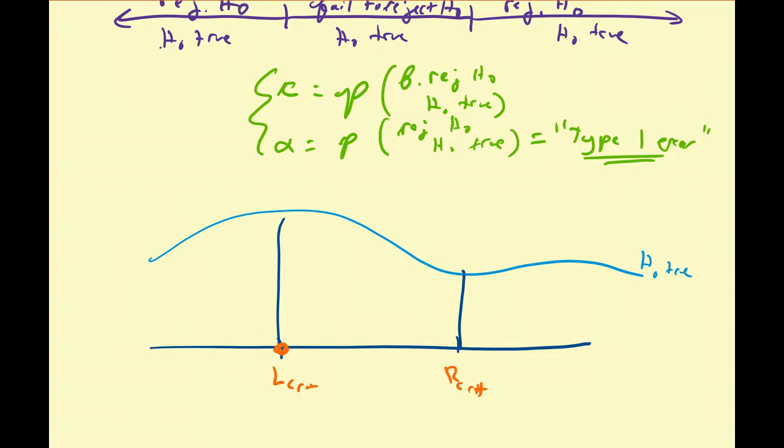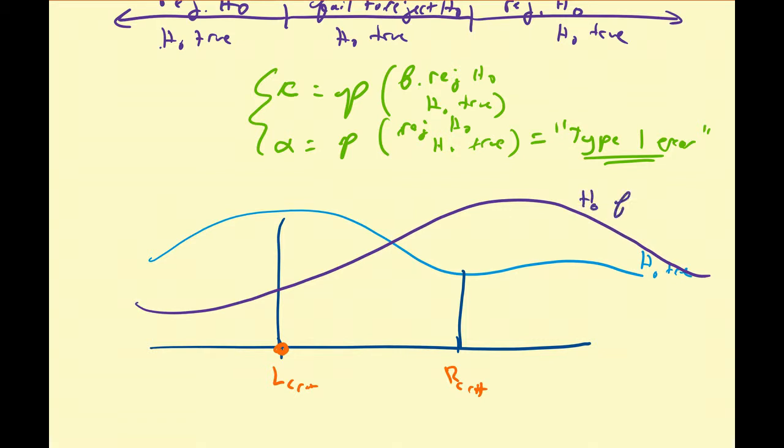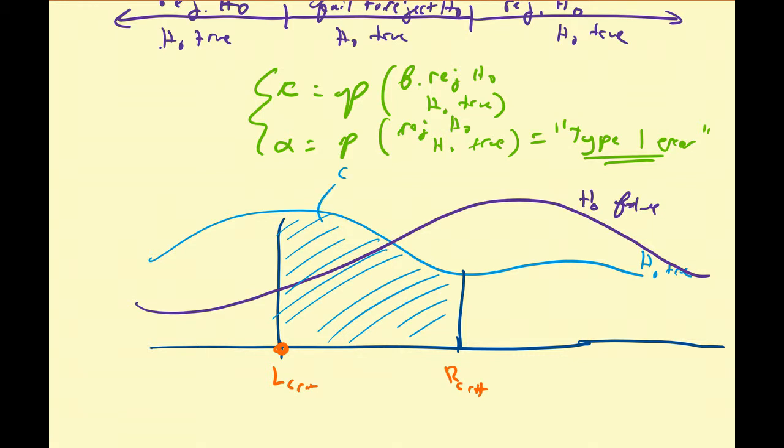If the null hypothesis is false, that means there exists some other distribution out here somewhere, right? So this distribution is going to correspond to H0 false. And of course, this distribution is going to be centered around whatever parameter we're estimating. Sometimes that's mu, sometimes that's sigma, whatever it is. So if we look at this region still, remember that this area right here was C, and outside of that shaded blue region was alpha.